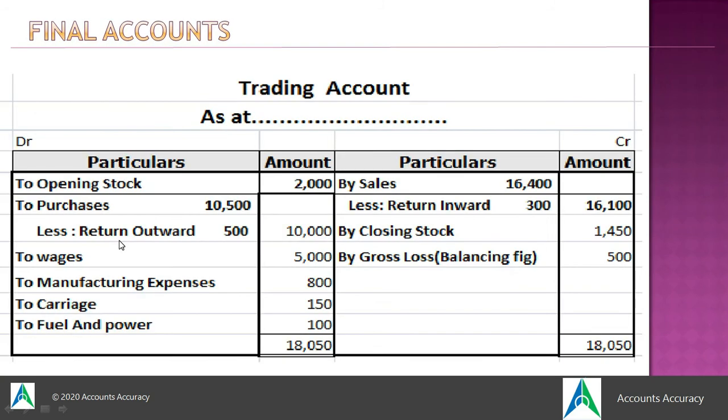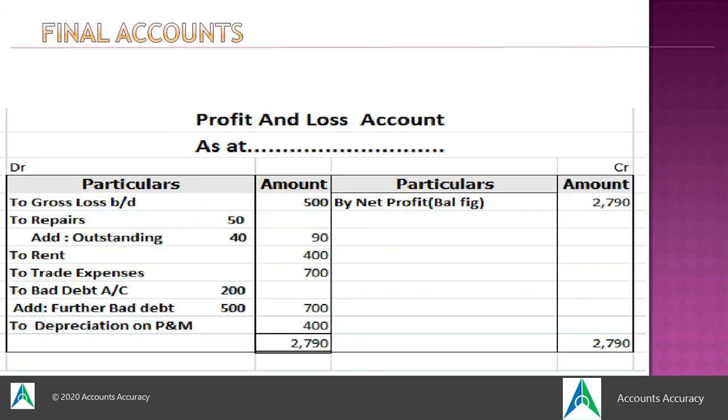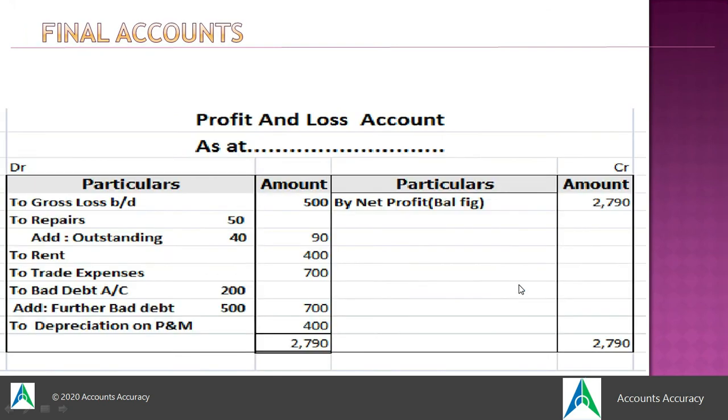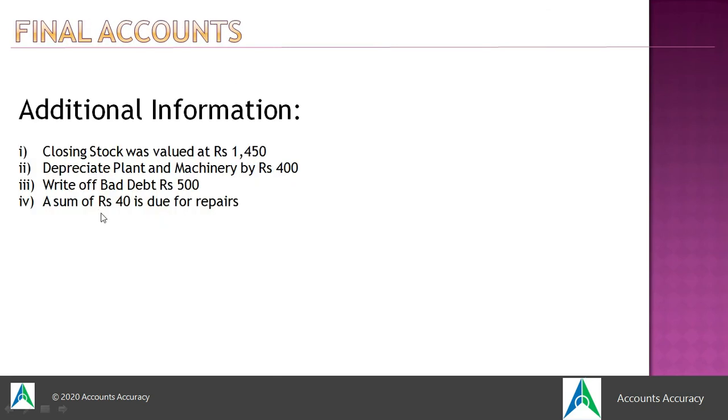And this further bad debt value will also be deducted from the sundry debtors provided in the balance sheet because this is the amount of bad debt which occurred again. So the second treatment of further bad debt will be in the balance sheet. So two places we will show for bad debt value.